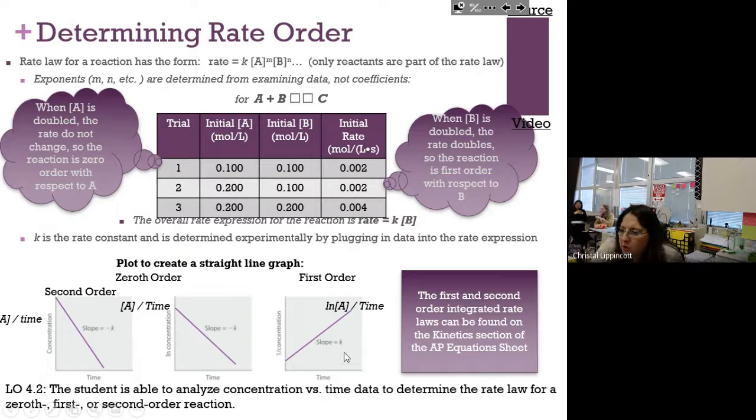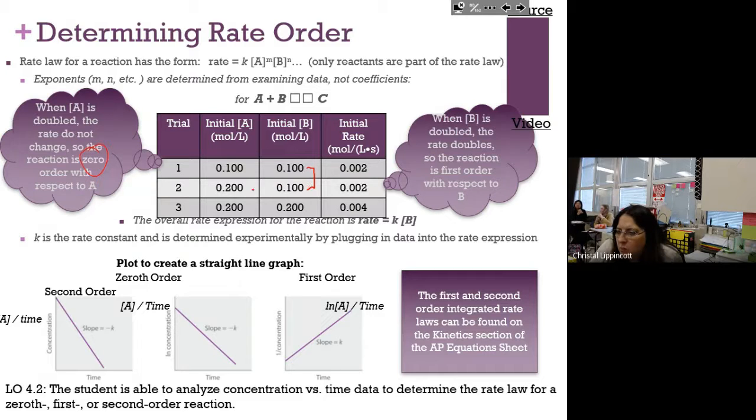Okay, you can tell what order this is by finding where it stays the same here and it changes here. Here it doubled. This stayed the same. What happened here? They stay the same. So what order reaction is it? Zero. It's first if it doubles. So A doubled, but nothing happened to this. So A is going to be 0.